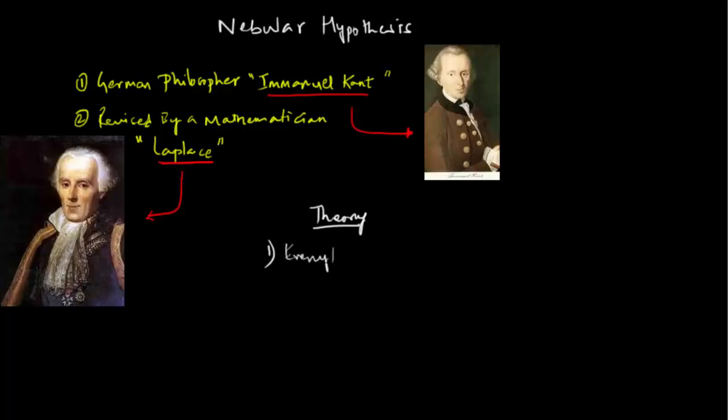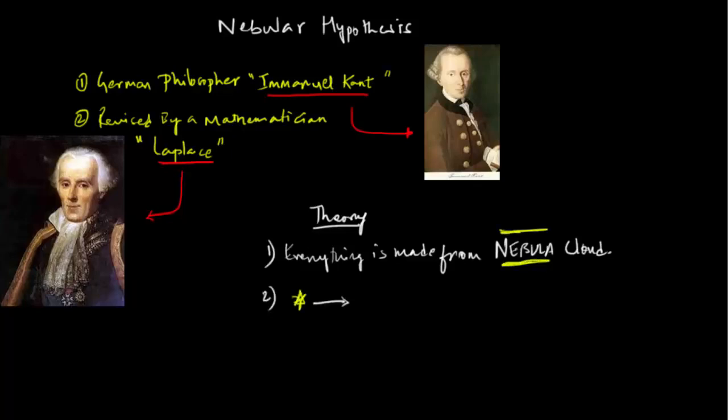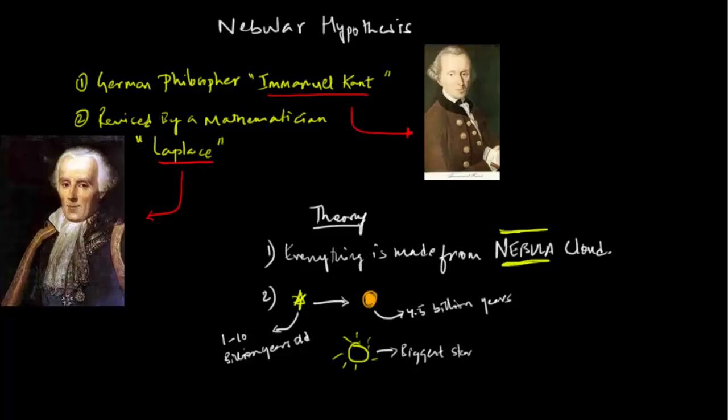First, everything right from the sun, planets, stars, asteroids, everything has been created from nebular cloud. Second, stars were formed way before planets and asteroids came into existence. Planets are somewhere around 4.5 billion years old, and most stars are between 1 billion to 10 billion years old. And the sun is the biggest star in the universe, remember that.